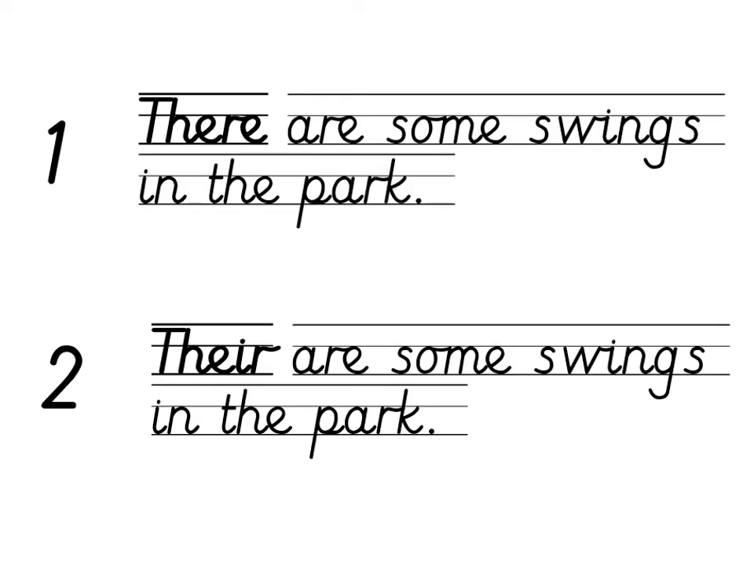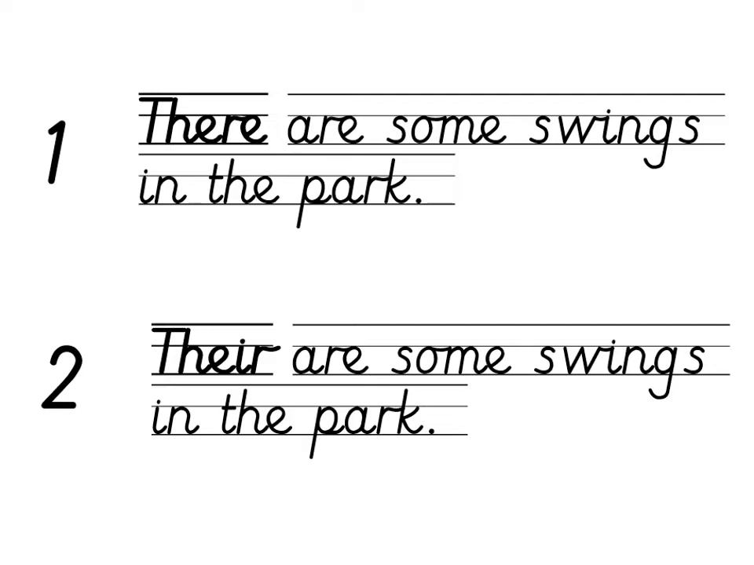Let's read these two sentences. Sentence one. There are some swings in the park. Look at that spelling of there. Sentence two. There are some swings in the park. Notice that spelling of there. Now, which spelling of there is correct? In this sentence, we're using the word there to tell us about where something is, about something being somewhere. So which one is the correct spelling?